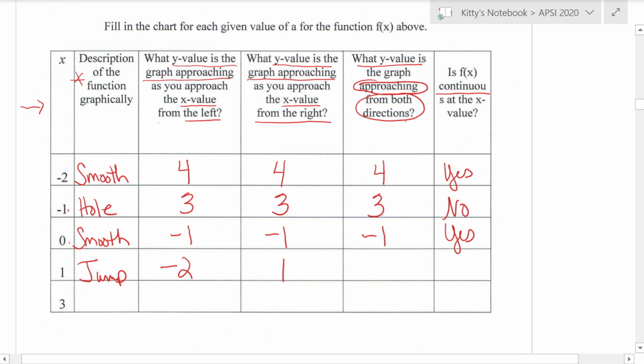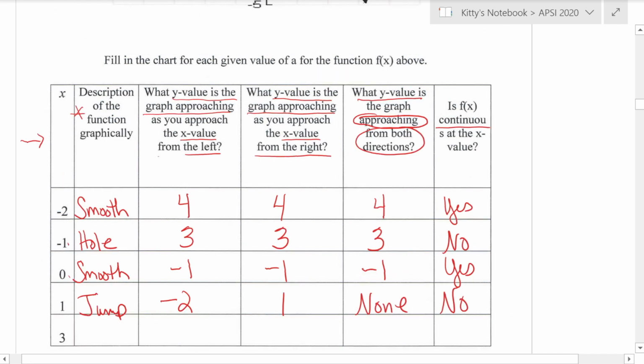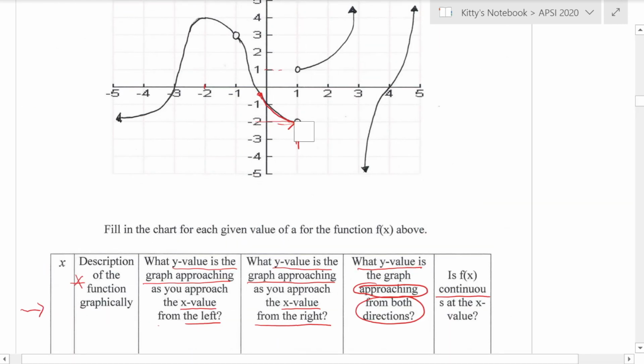It says from both directions. Well, both directions don't have the same answer, so that's not it. We don't have one. And it is not continuous there because there is a jump in the graph, right? I would definitely have to pick up my pen to go to the next piece of that.